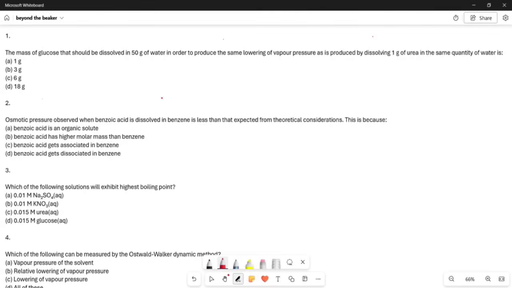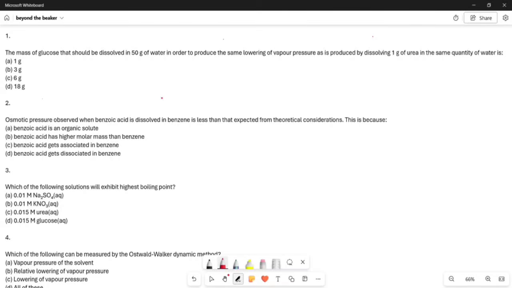The mass of glucose that should be dissolved in 50 gram of water in order to produce same lowering of vapor pressure as it is produced by dissolving 1 gram of urea in the same quantity of water. So the question is, we have two solutions. One is glucose solution and another is urea solution. So the given is the two solutions produce same lowering of vapor pressure.